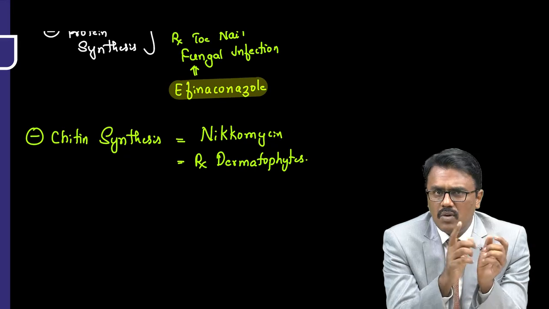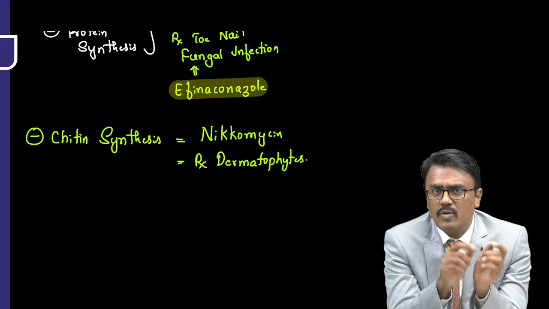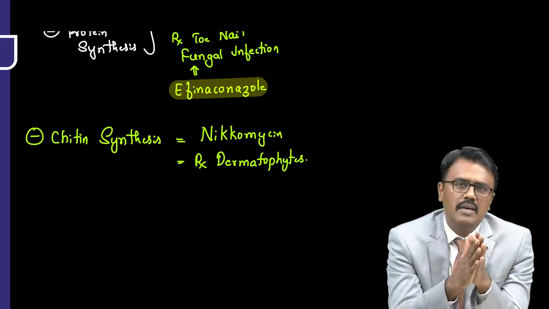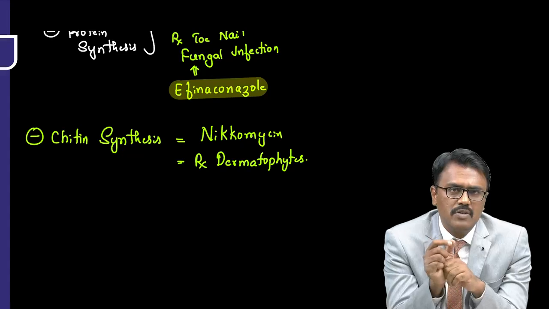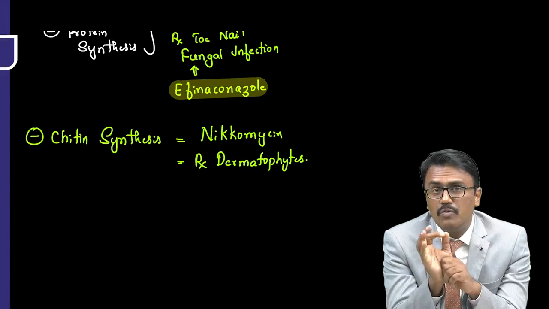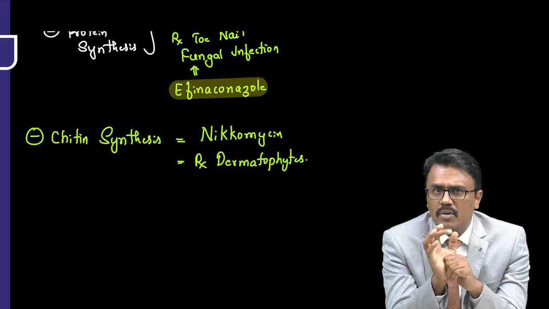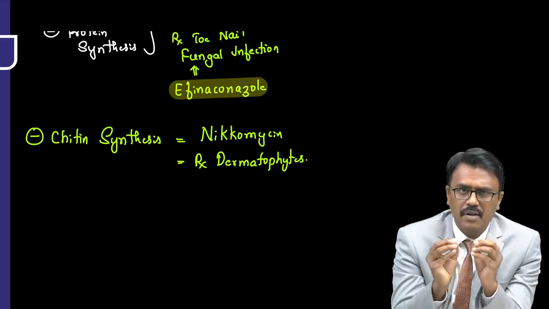They are going to increase the squalene level, and the squalene is toxic to the fungus. The inhibitor of mitosis is called griseofulvin, the inhibitor of DNA synthesis is called flucytosine, and the protein synthesis inhibitor is called tavaborole. So this is the mechanism of action in brief.